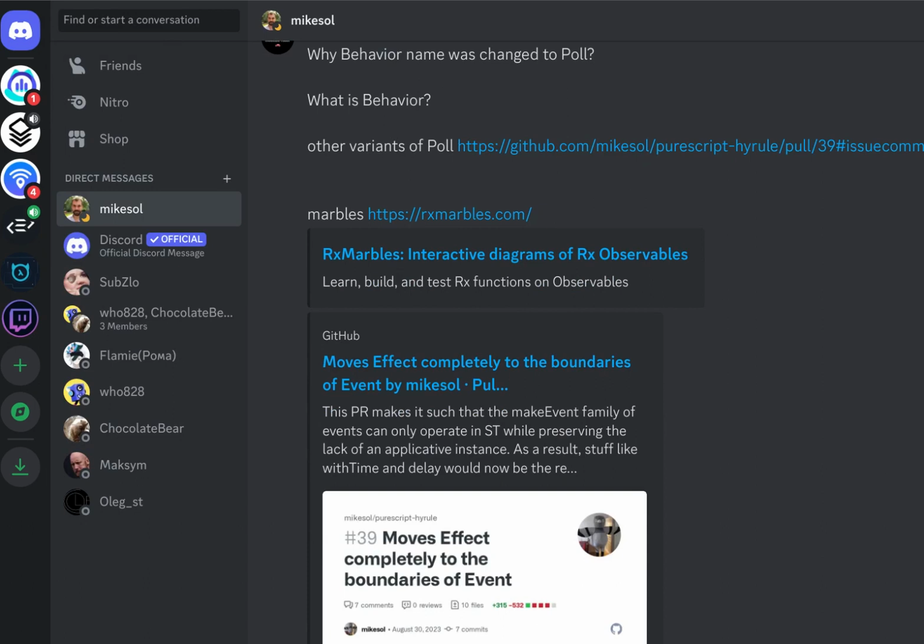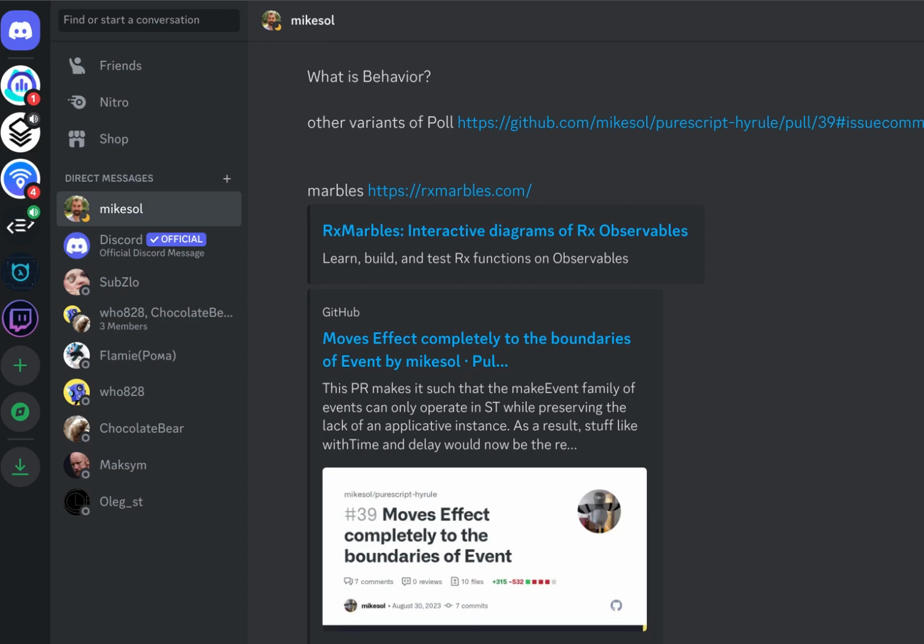So a behavior is intended to be a continuous function of time, meaning that for any point in time there is only one output. Whereas the PureScript version created by Phil Freeman, which we changed to Poll, lets you have multiple things output for any one point in time. So it sort of breaks the contract of a function, and that's how it was changed.